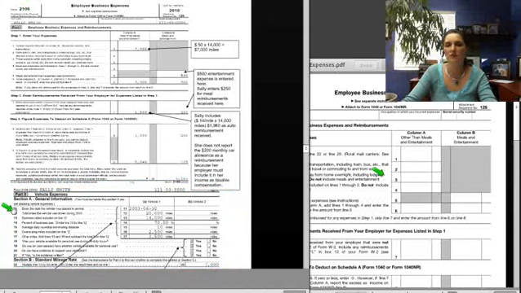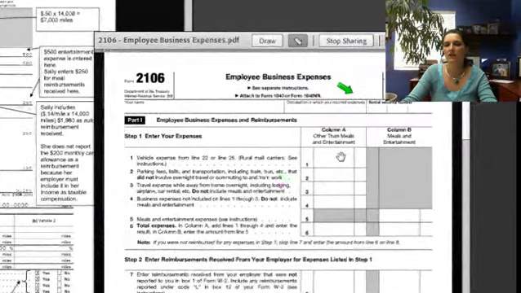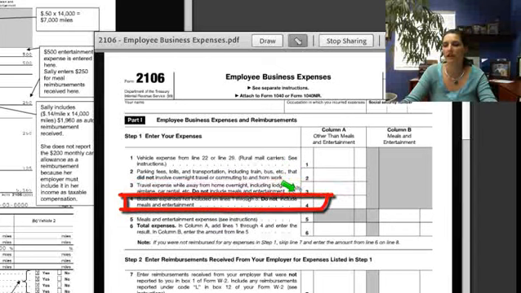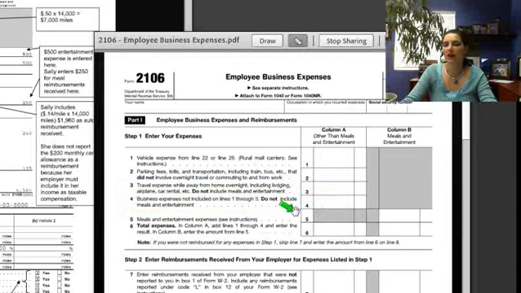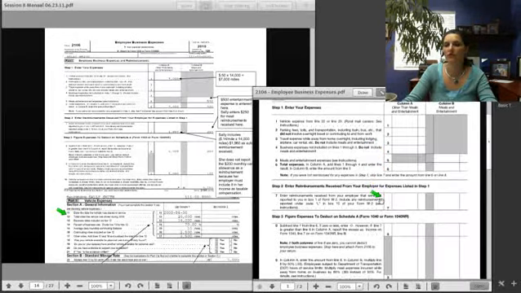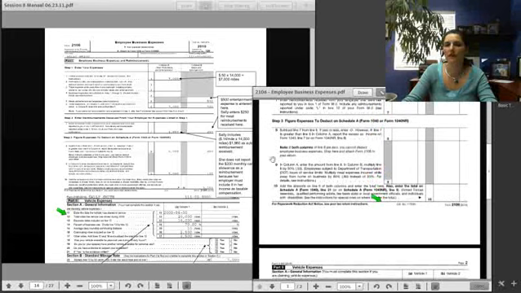You'll see here in Part 1 we enter the business expenses. We enter vehicle expenses from page 2 of the form on line 1, and we enter parking fees, tolls, and other transportation expenses on line 2. Travel expenses while away from home overnight, including lodging, airplane, car rental, etc., go on line 3. Business expenses that are not included on other lines go on line 4, and an example might be union dues or education costs that you would enter on line 4. In Part 2, you enter the reimbursements from the employer, and we then go over to page 2 in Part 2 where we enter the auto information.